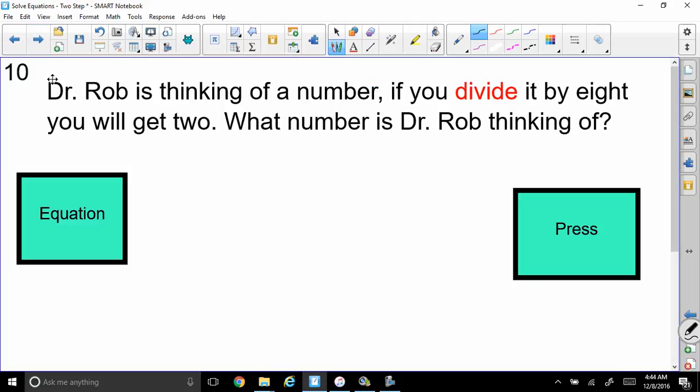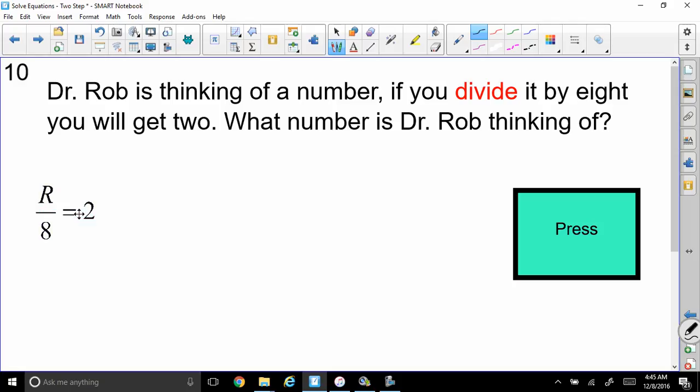Let's take it a little step further. Dr. Rob is thinking of a number. If you divide by 8, you'll get 2. So what number is Dr. Rob thinking of? Well, I'm going to show you the algebraic equation. So I'm thinking of a number. You divide it by 8, you get 2. So what number divided by 8 is 2?